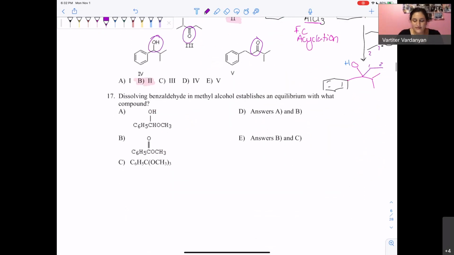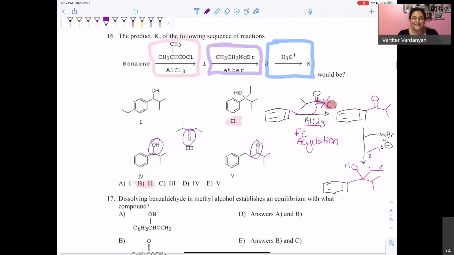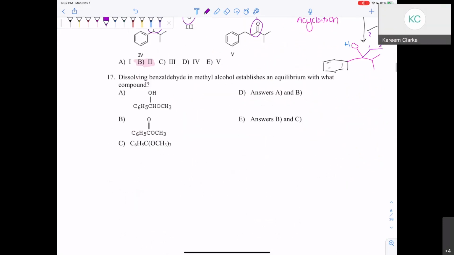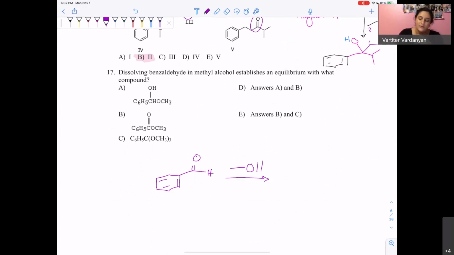Okay, so this next one is really similar to what we did a couple minutes ago, but it's saying... One more second. Yes, okay. Thank you for letting me know. Okay, we're good. Okay, cool. So this one is really similar to one we did a little bit ago, dissolving benzaldehyde in methyl alcohol establishes an equilibrium with what? And that's a really weird way to ask this question, but he's essentially just saying, if you have this plus this, what do you make? Right? And so what's the big difference between this reaction that I have drawn out and the one I had previously drawn out?